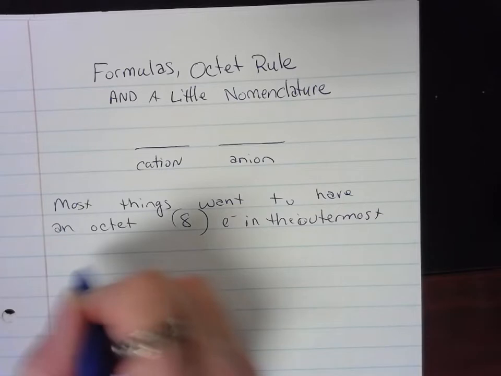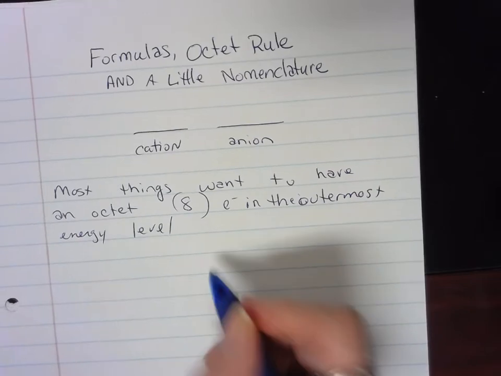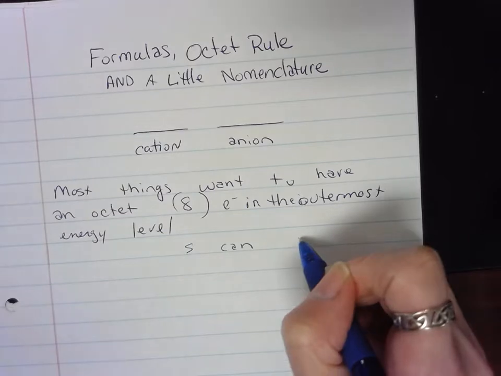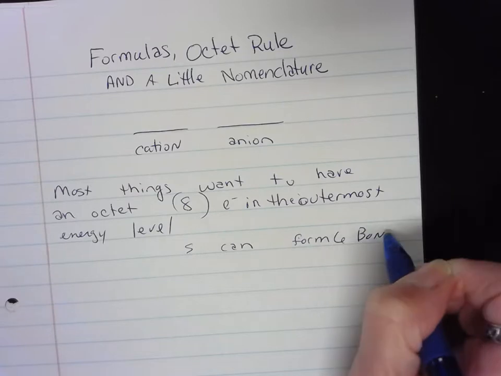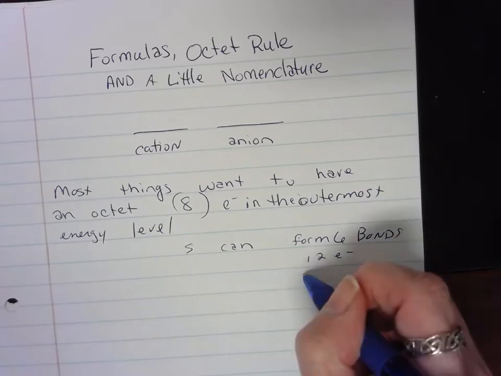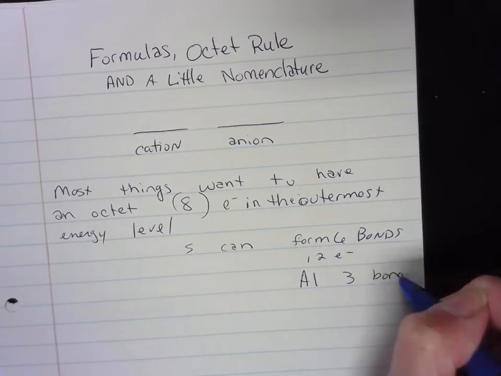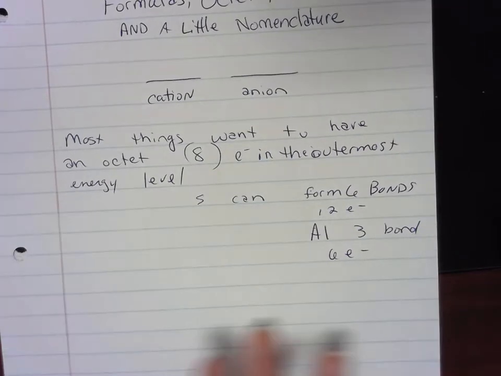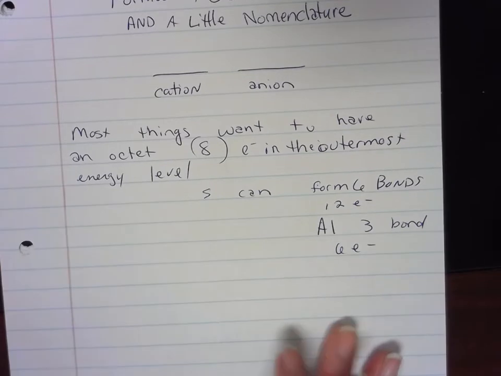There are some exceptions, like remember sulfur, when we were drawing Lewis structures, it can form 6 bonds and have 12 electrons surrounding it. Then you've got things like aluminum that can form 3 bonds and have 6 electrons surrounding it. But again, we don't have to get real heavy with these Lewis structures, but I do just want you to remember a couple basic things. So let's take a look at, let's say something like calcium.